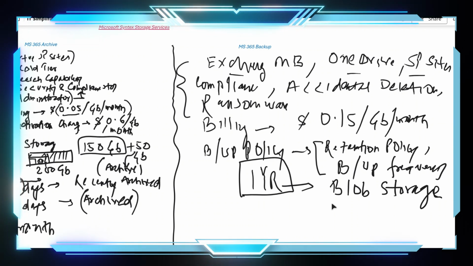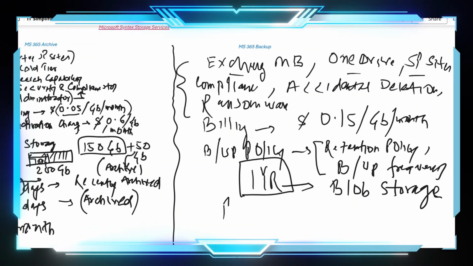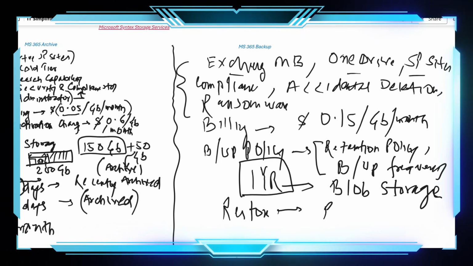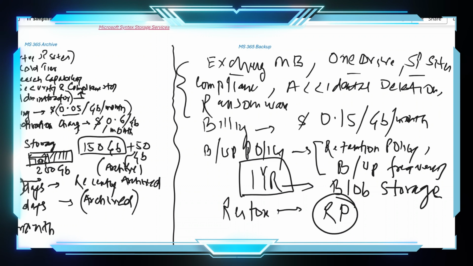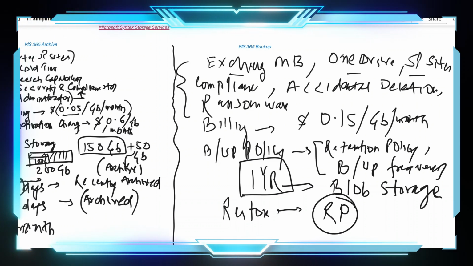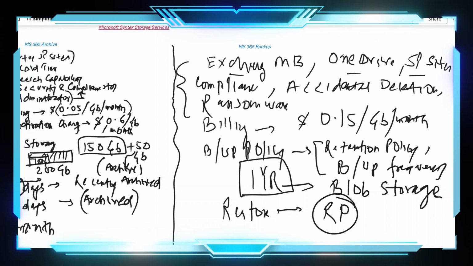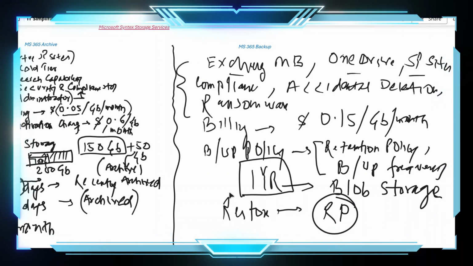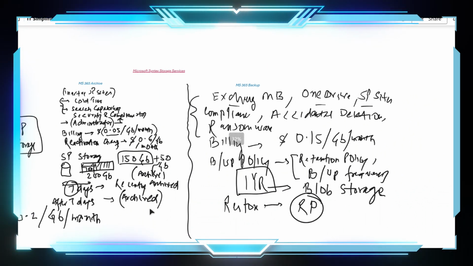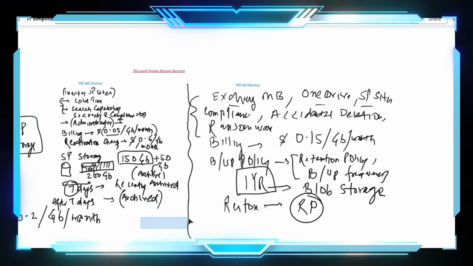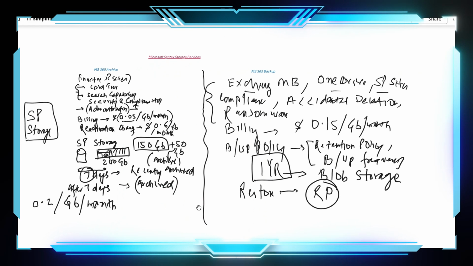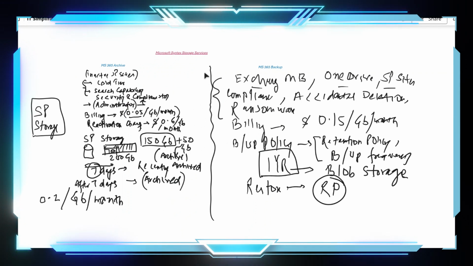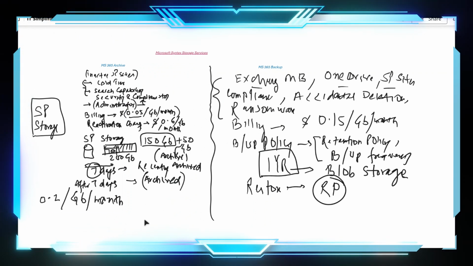Now after the backup is done, obviously you need to restore that data too. For that, you can pick from your recovery points, right? And you can restore the whole mailbox, the whole site. You can also go to the granular level. You can look at the Microsoft documentation for exactly what the options are, because they're a little bit different depending on whether you're doing it for Exchange mailbox, OneDrive, or SharePoint sites. But these are some of the things that you need to consider.